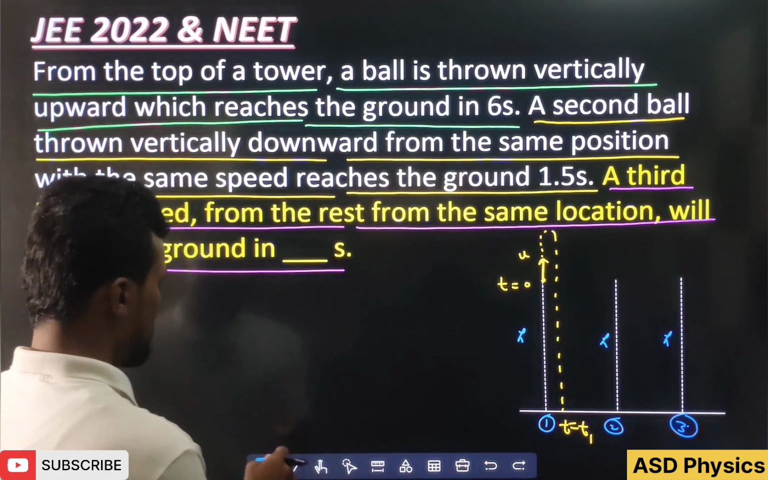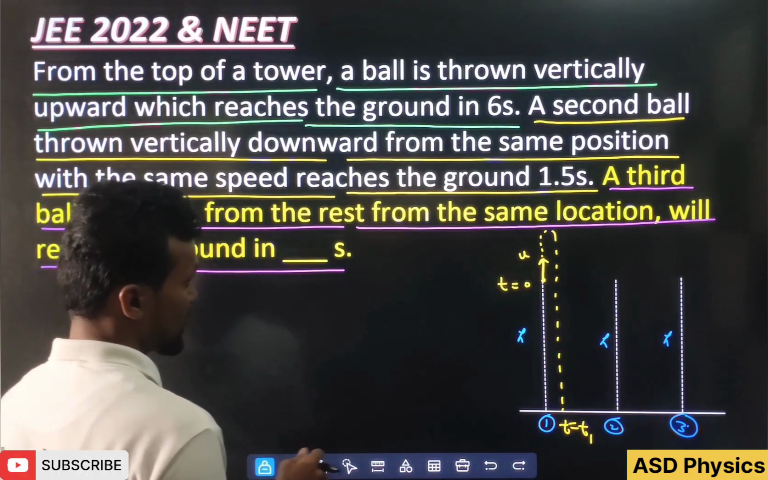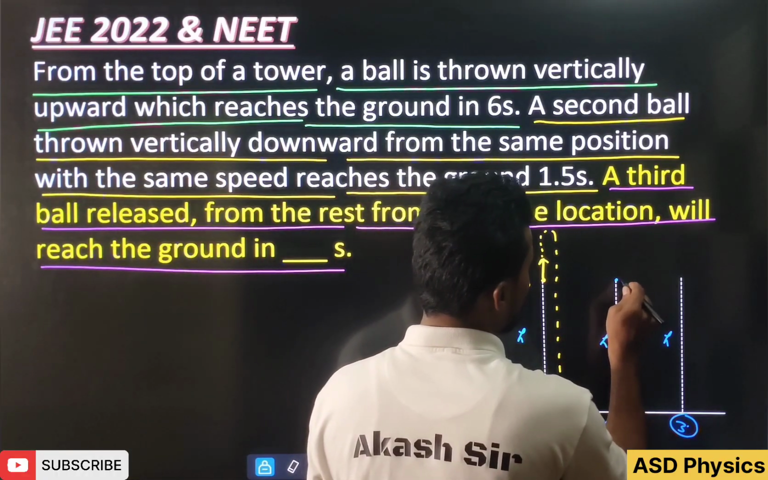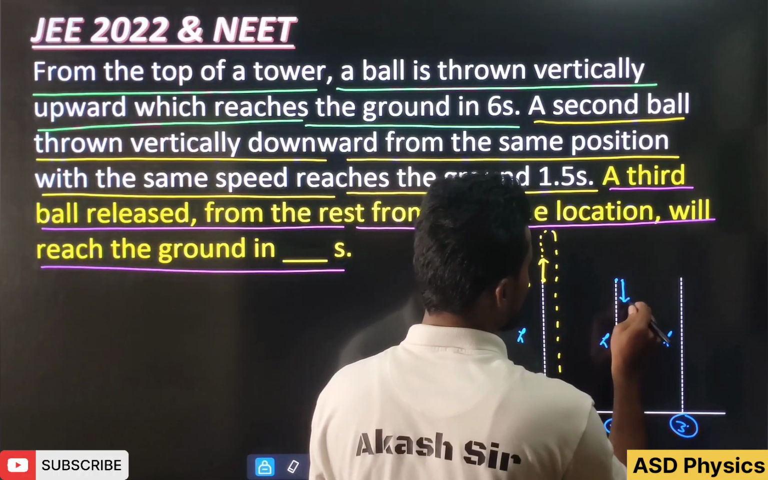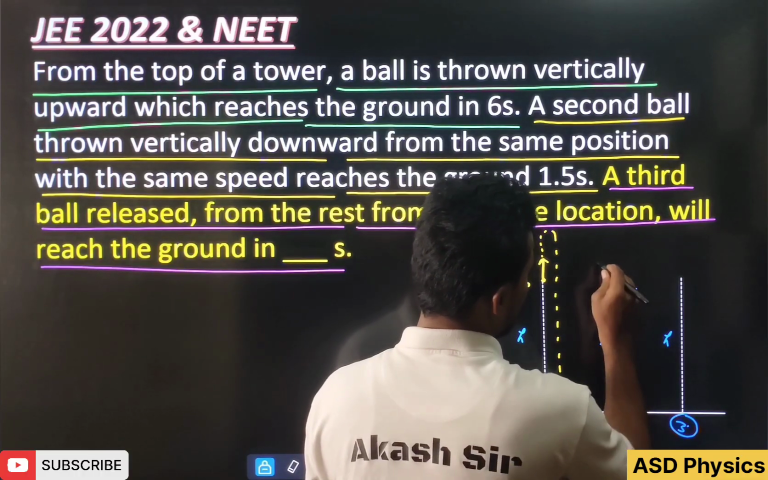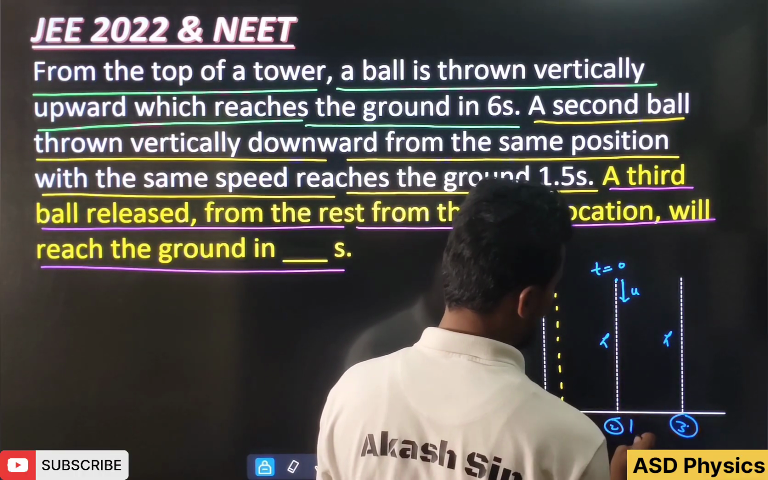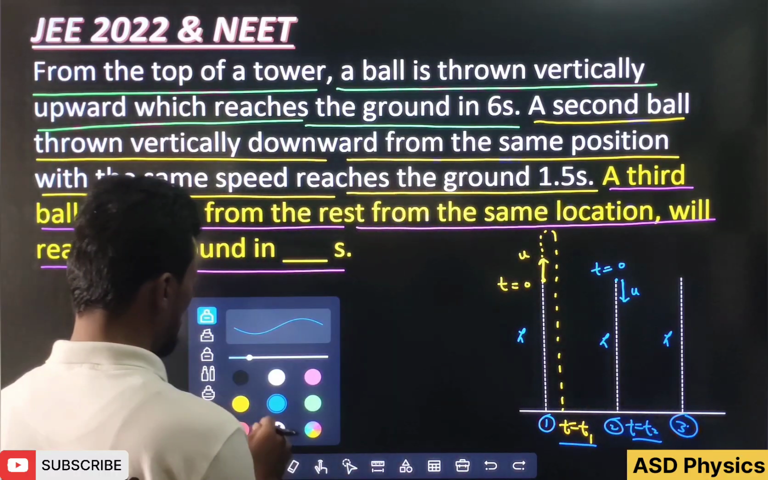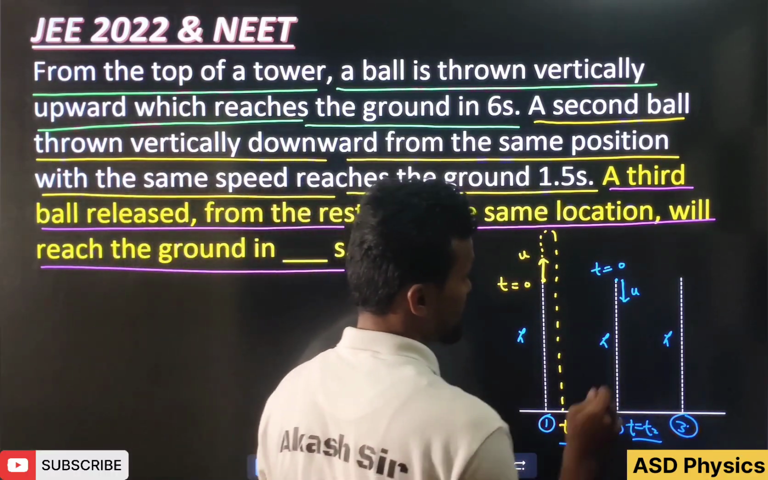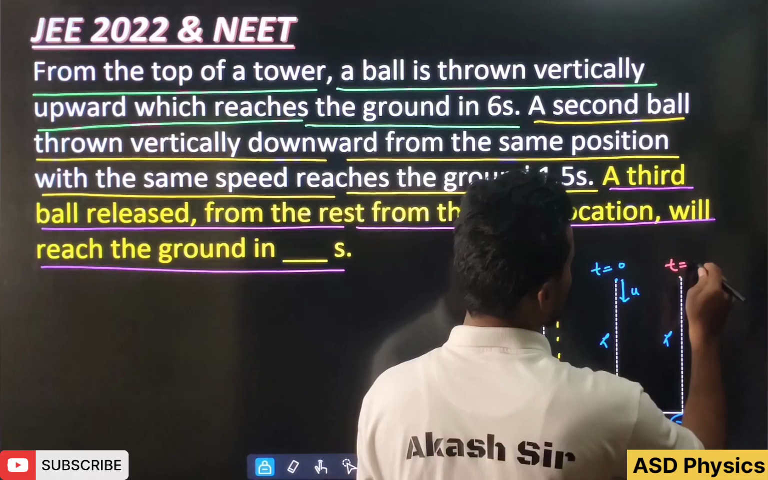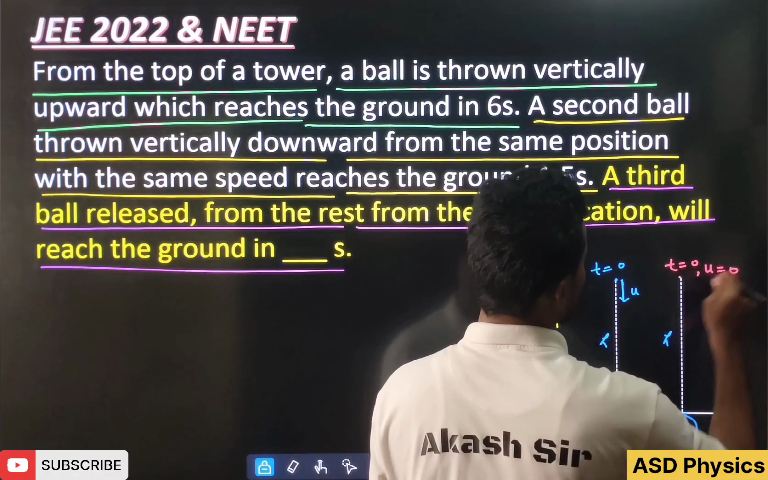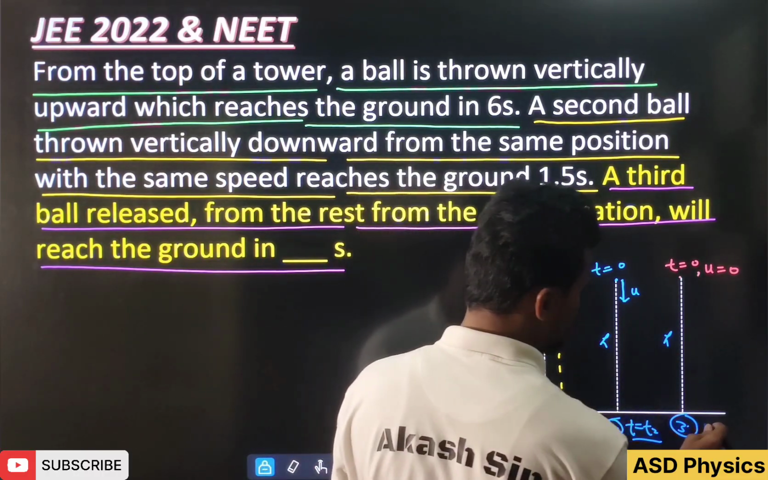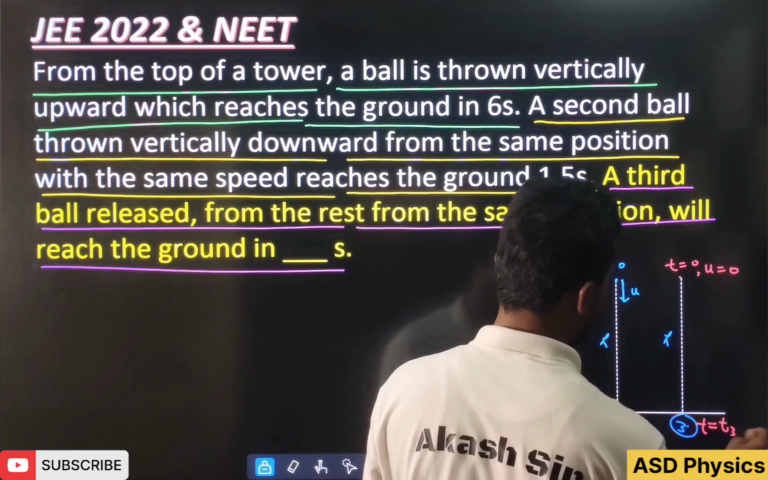Now the second situation: the ball is thrown in the downward direction with the same speed, and let's take t equal to 0 and time here t equal to t2. In the third situation, the ball at t equal to 0 is just dropped, so u equal to 0, and let's take the time taken as t equal to t3.